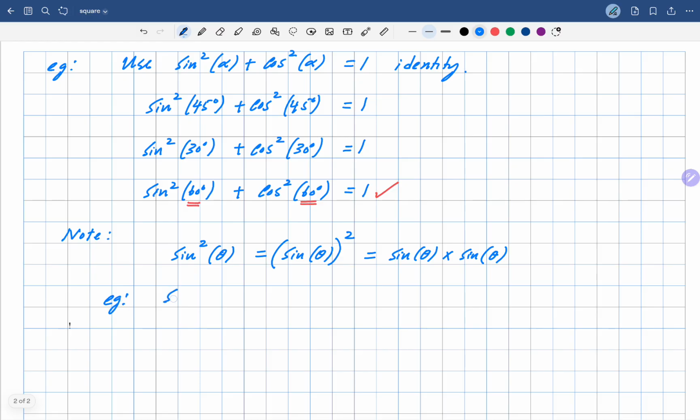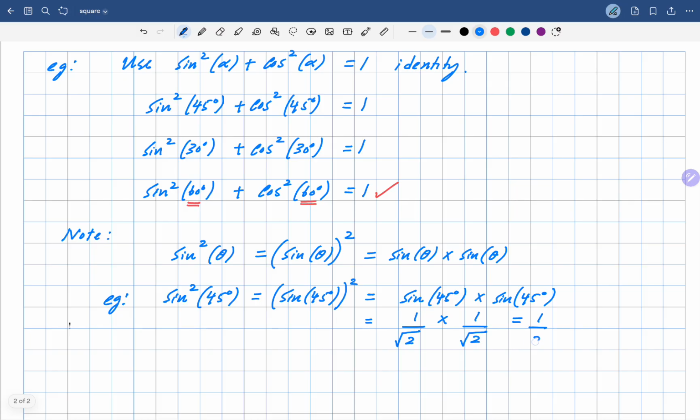For example, if you have sine squared 45 degrees, then this is going to be sine 45 degrees, the whole thing raised to the power 2. This is equal to sine 45 multiplied with sine 45. So we know that sine 45 is equal to 1 divided by square root 2, multiplied with 1 divided by square root 2. Finally, you get the answer 1 divided by 2.